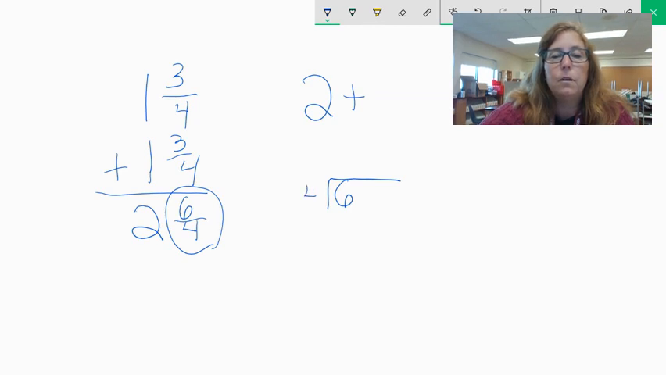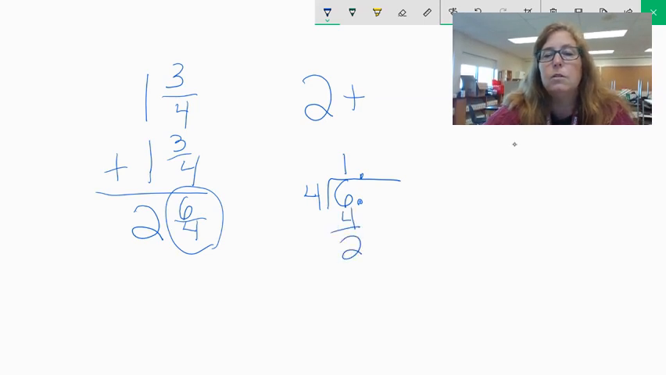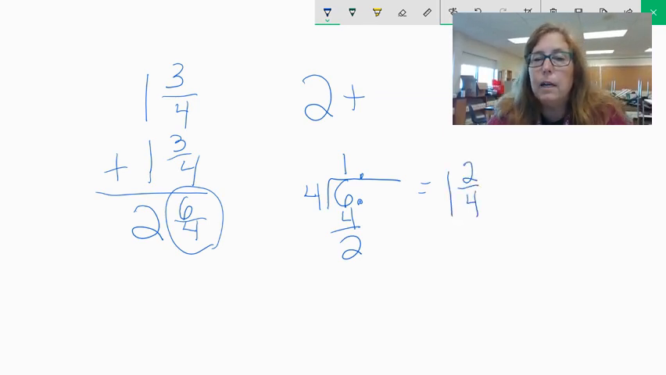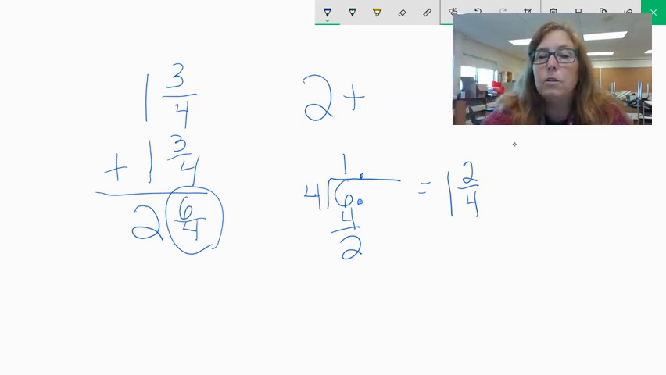And our 4 is trying to get in. So we look at 4. How many times can 4 fit into 6? Well, once. 1 times 4 is 4, and our remainder is 2. So this would be the equivalent of 1 2/4. But we're not done yet. 2/4 can be simplified, so I have to think to myself, what number can I divide both 2 and 4 by? Oh, yeah, you're right, 2.